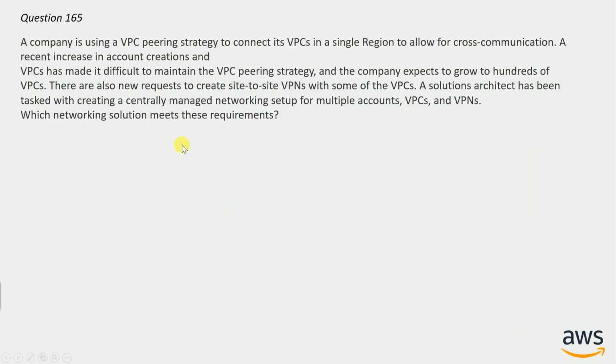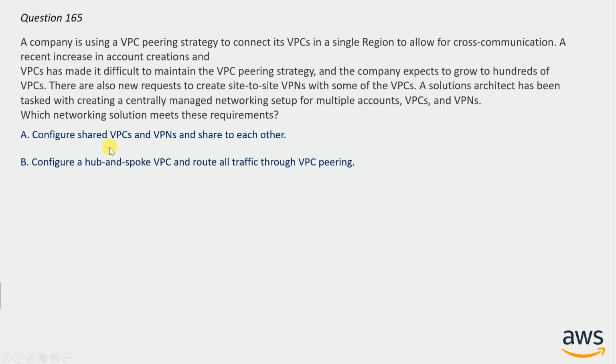And now question number 165. A company is using a VPC peering strategy to connect its VPCs in a single region to allow for cross communication. A recent increase in account creation and VPCs has made it difficult to maintain the VPC peering strategy, and the company expects to grow to hundreds of VPCs. There are also new requests to create site-to-site VPNs with some of the VPCs. A solution architect has been tasked with creating a centrally managed networking setup for multiple accounts, VPCs and VPNs. Which networking solution will meet these requirements? And here are the options.